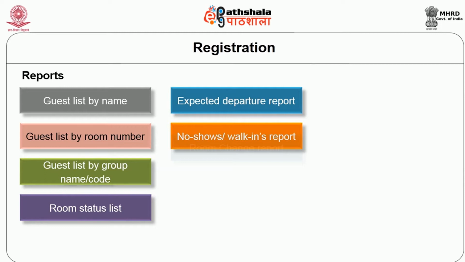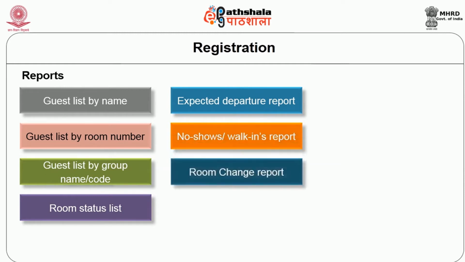Next is the no shows or walk-ins report. I think you all will know about no shows. No shows are persons who would have reserved a room, but then they don't turn up on the date of arrival. So they are termed as no shows. And walk-in reports are about the persons who directly come to the hotel and book suddenly. As and when they come into the hotel, they book a room. So they are called walk-ins. So the no shows and walk-ins report, if you have it, will also be helpful for the registration part.